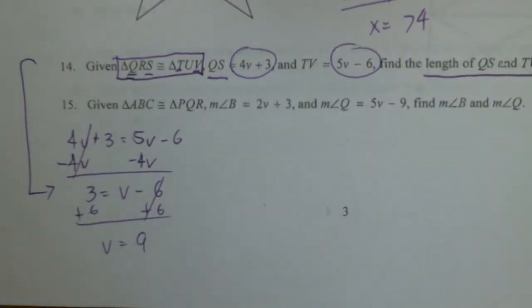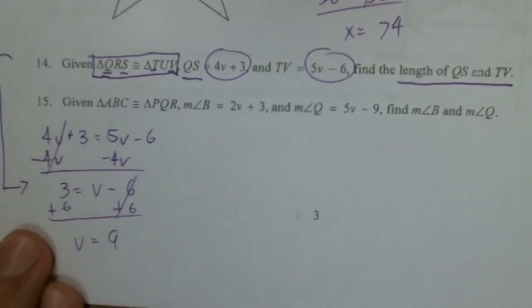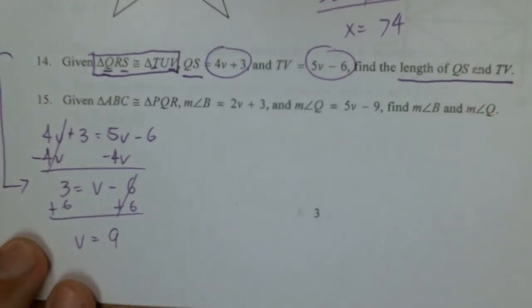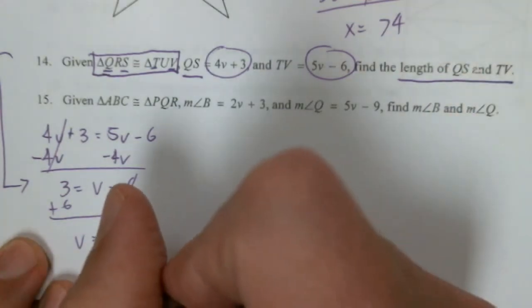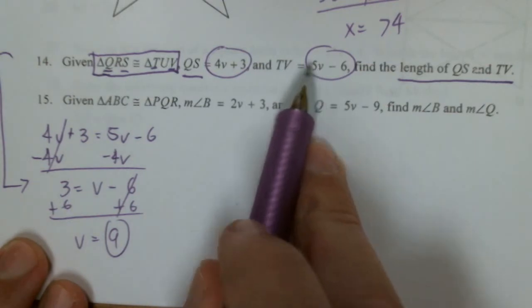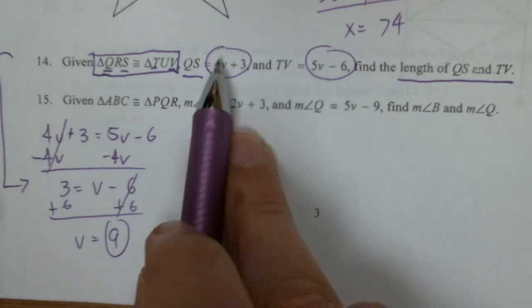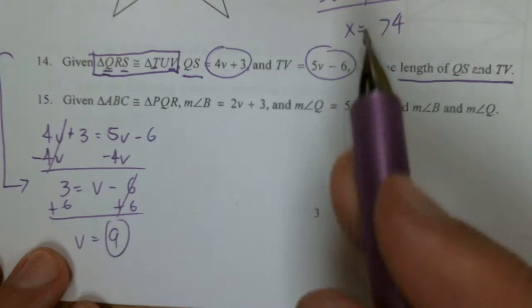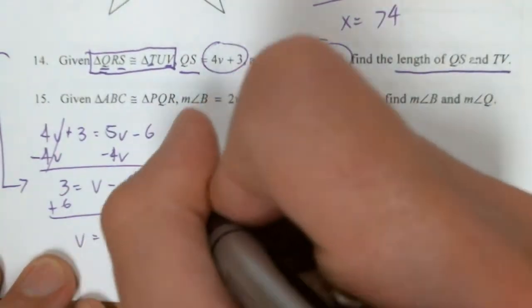Okay, so you got to pay attention and make sure you read the directions, what the problem is asking for. They want the lengths of QS and TV. I'm going to take this 9 and plug it back in where? This one or this one? The answer is it doesn't matter because these two guys are equal to each other. I'm going to plug it back into this one because I'd rather do addition than subtraction. So I'm just going to plug it in right there.